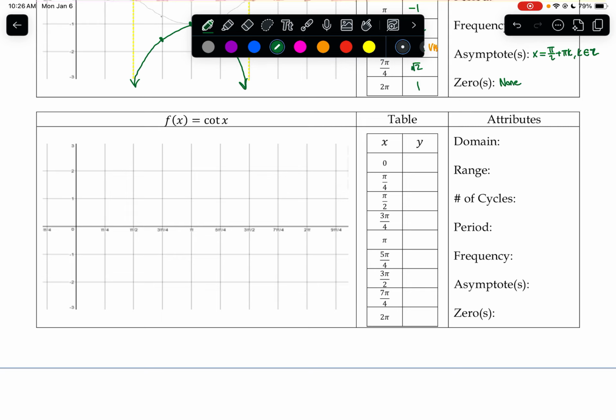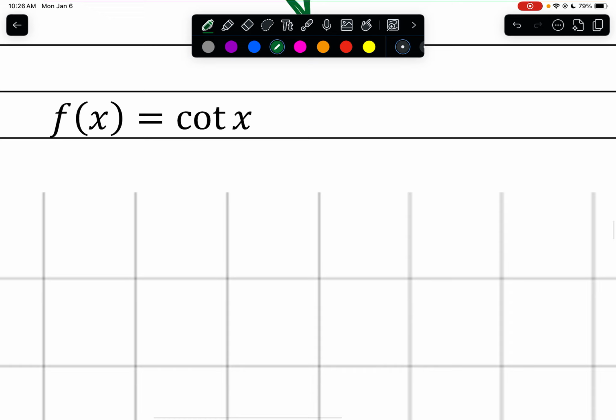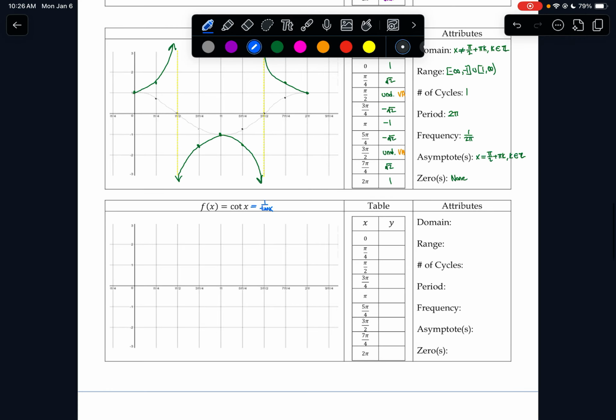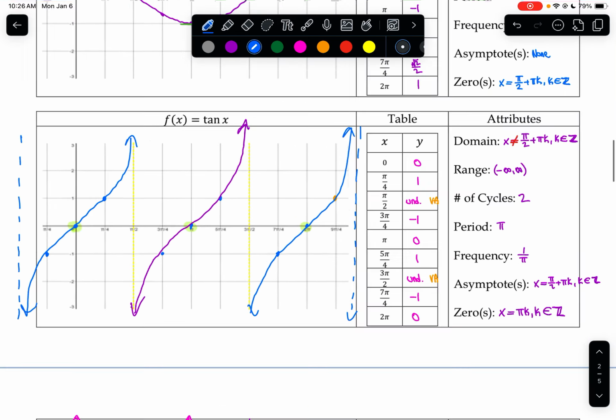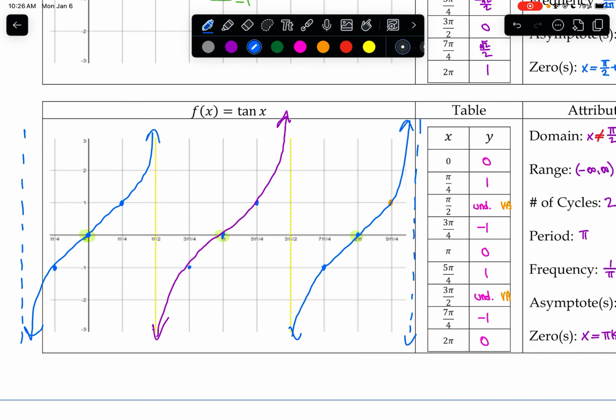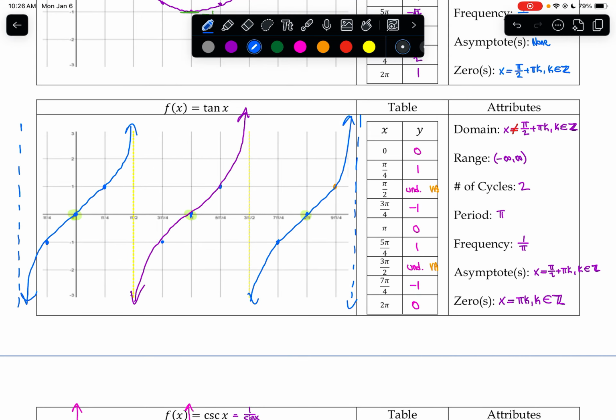Okay, now for cotangent. So cotangent is the same as 1 over tangent of x. Okay, so this one is really similar to tangent. I'll kind of give you a spoiler. It just kind of goes the other way. It's like a reflection over the x-axis almost. Almost. I'm going to re-emphasize almost. Shape-wise, yes, but the asymptotes are different.